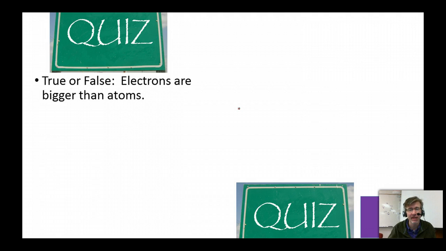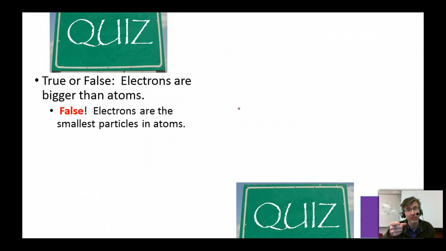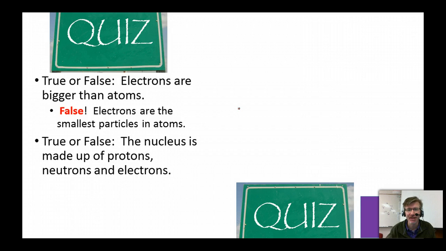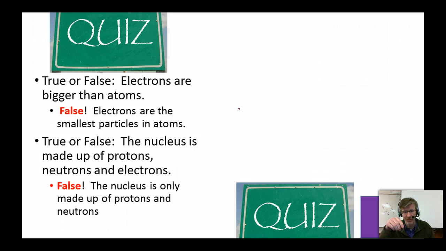True or false? Electrons are bigger than atoms. False. Electrons are the smallest particles in atoms. True or false? The nucleus is made up of protons, neutrons, and electrons. False again. The nucleus is only made up of protons and neutrons. Electrons are outside the nucleus.